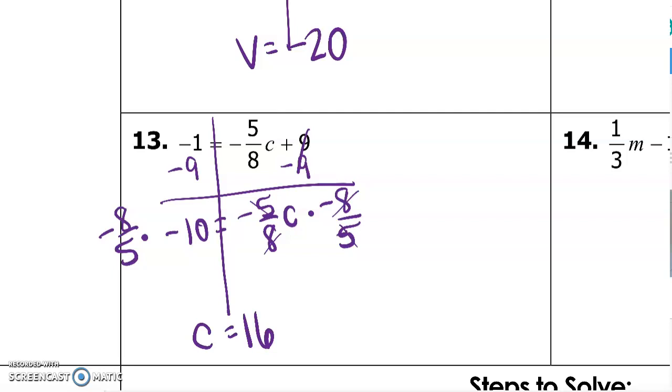So in all of those, you're going to get rid of the addition or subtraction first. Kind of the number that's off by itself, you get rid of first, and then the number that's attached to the C, whether that's being multiplied or divided, that's what you get rid of next.